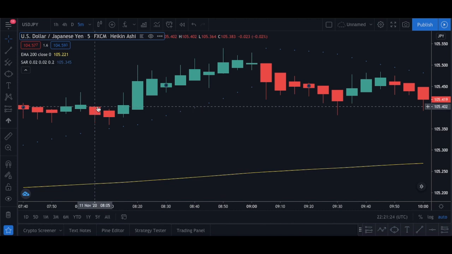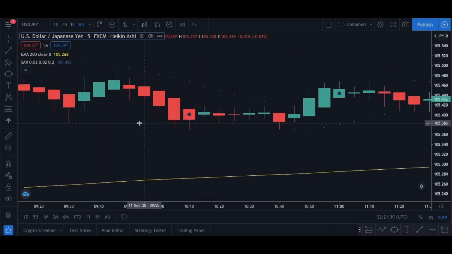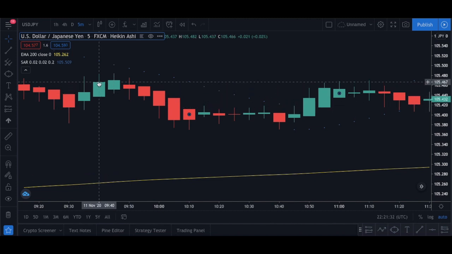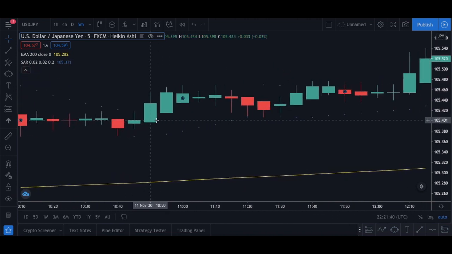Let's check for another one instead. We see a bunch of red candles there. But you cannot open a trade here, because the Parabolic SAR is above the candle. So we will skip this one too. I will continue to look for another example.